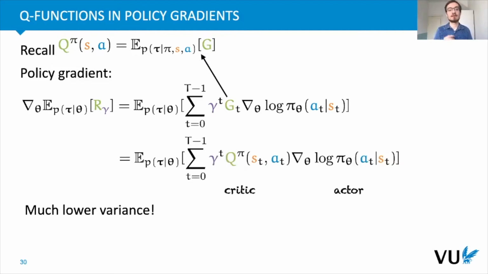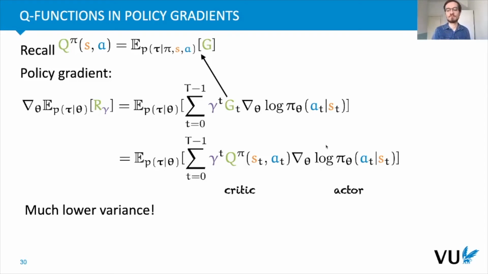In fact, we can literally replace this G_t by the critic, which is the Q function. This is not a proof of this statement, but we can simply replace the discounted reward to go, which is sampled, with the expected value from this Q function. And we say here that this is the critic. This is basically going to say how well we did, and this is going to be the actor, which is basically the policy, right? And it turns out that this has much lower variance.